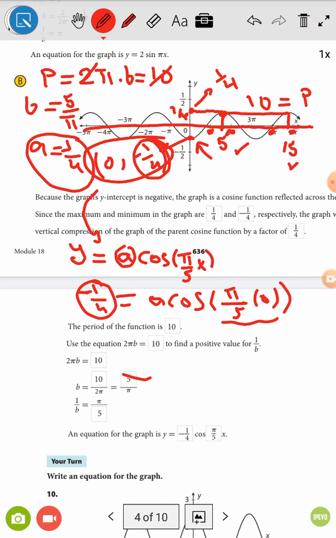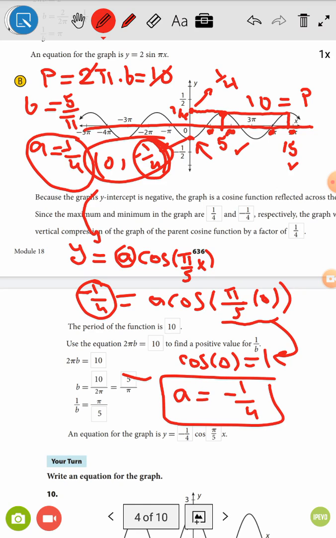Okay, so cosine 0, we know that cosine 0 is 1. Let's write it down, it's better. Cosine 0 is equal to 1. So A equals negative 1 out of 4, and we finished. And of course, the final answer is here. Thank you so much. This is the lesson, the whole of it.